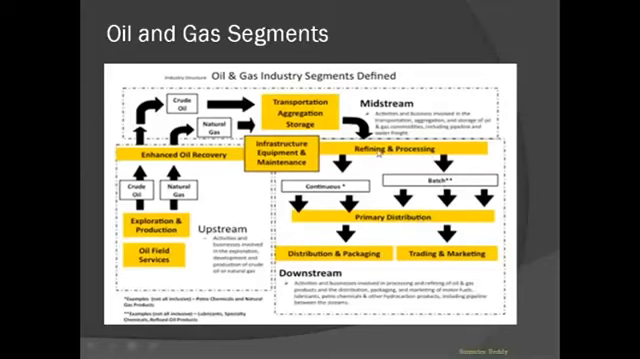After storing into silos, we'll refine the crude oil or natural gas into finished products. After that, we will transport the finished product. There is continuous transportation and batch transportation. If we are using pipeline transportation, then we call that continuous transportation. If we are using road, rail, or marine transportation, then we call that batch transportation. After transportation, distribution, packaging, trading, and marketing, these activities come under downstream.